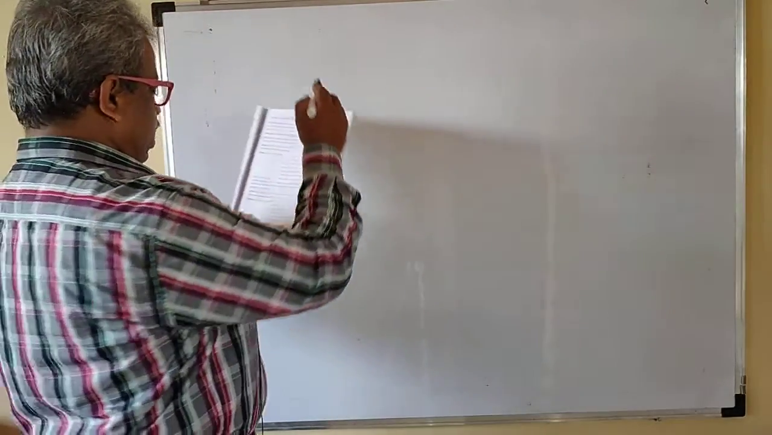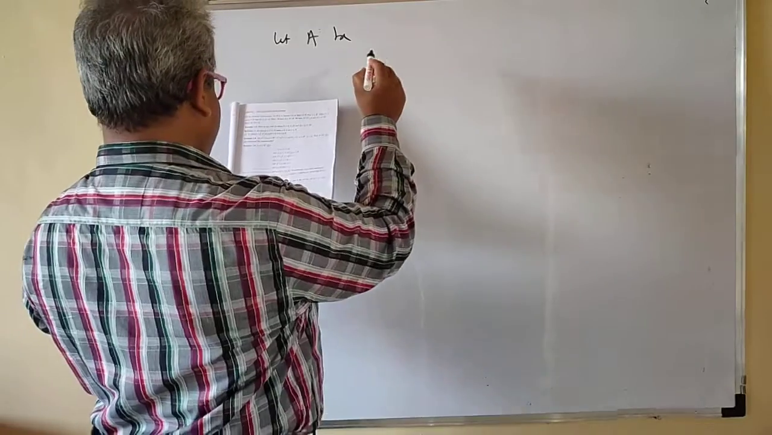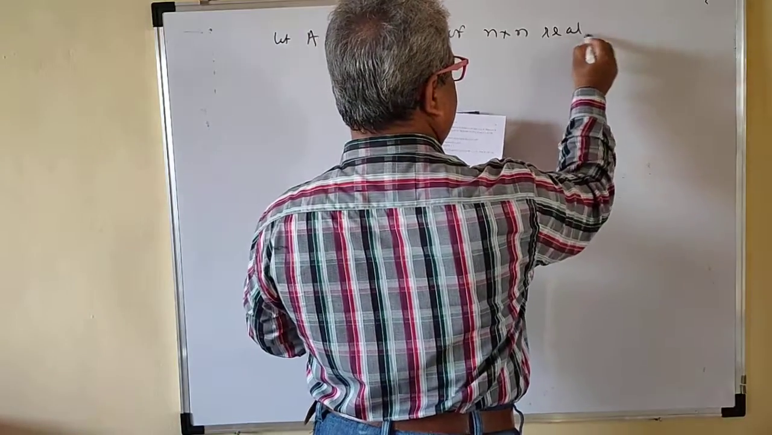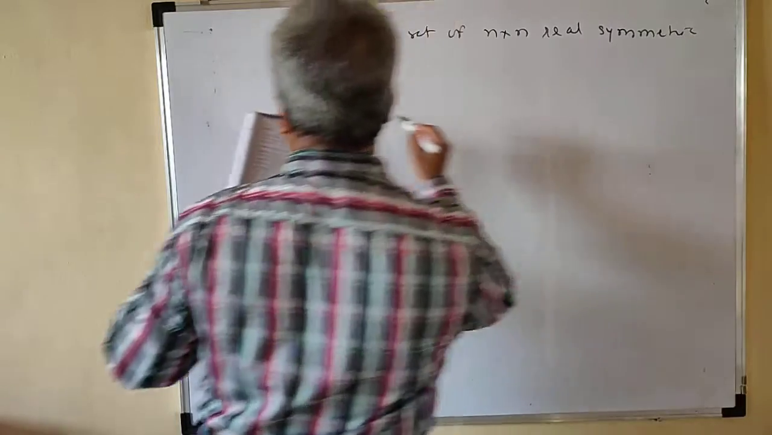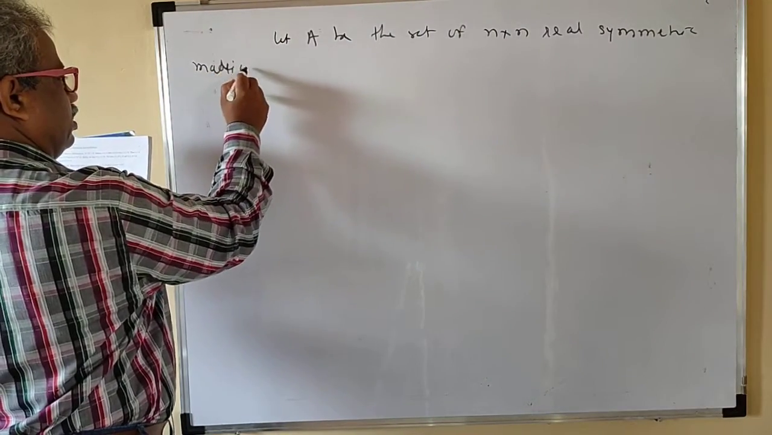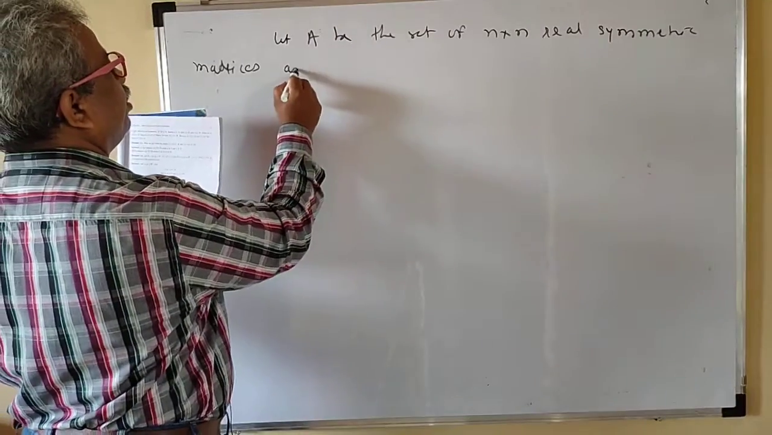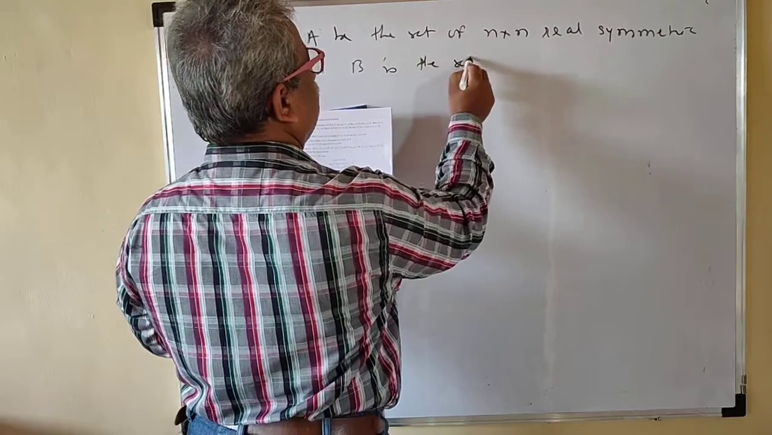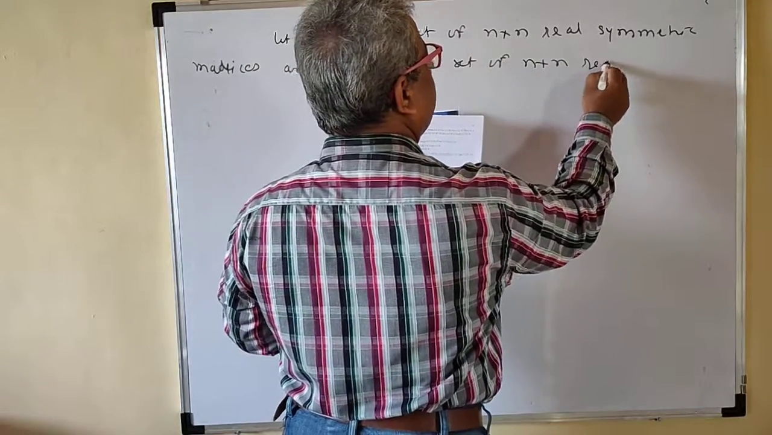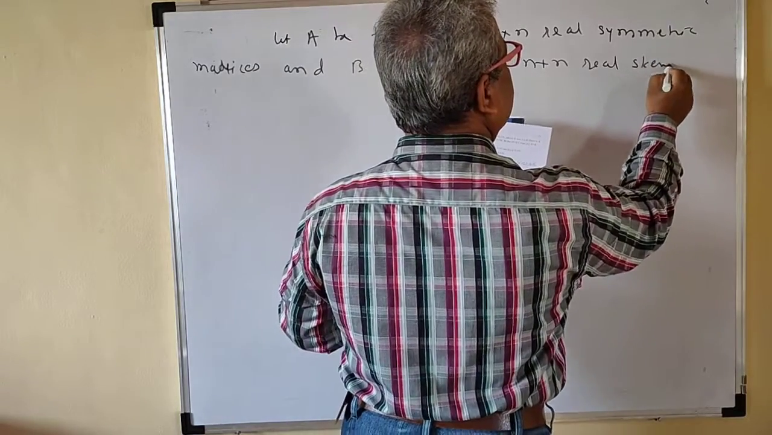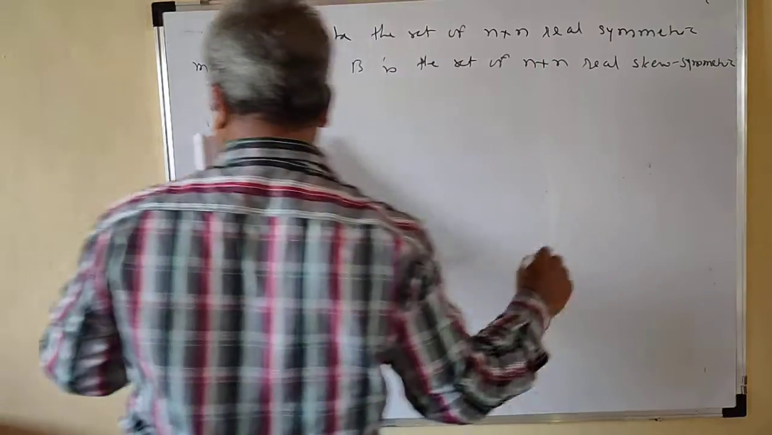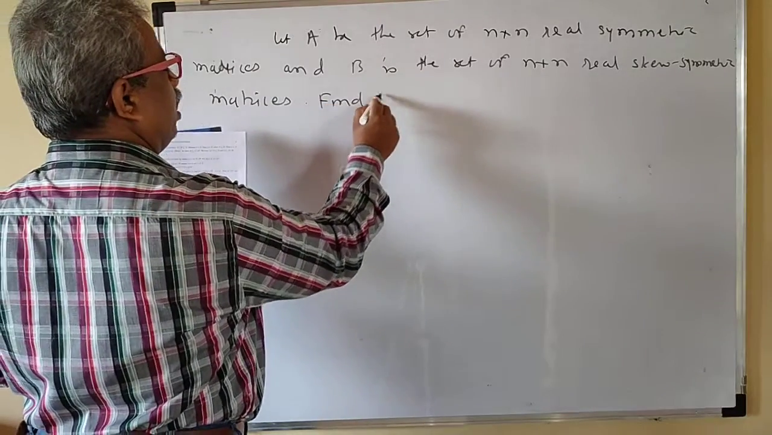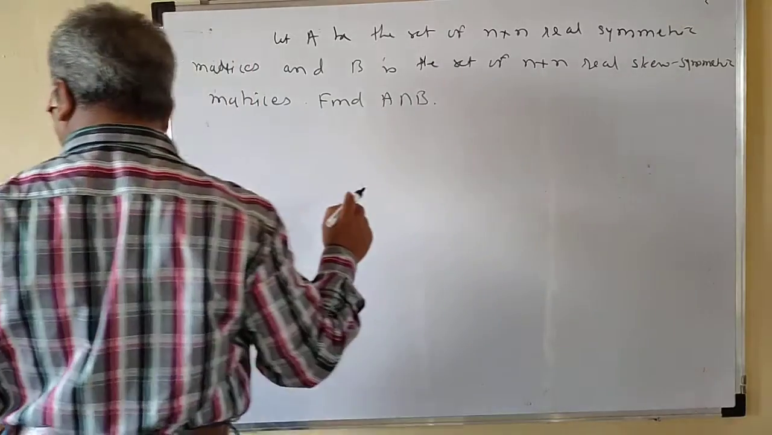Okay, so no problem. Let A be the set of n by n real symmetric matrices, and B be the set of n by n real skew symmetric matrices. Find A intersection B.